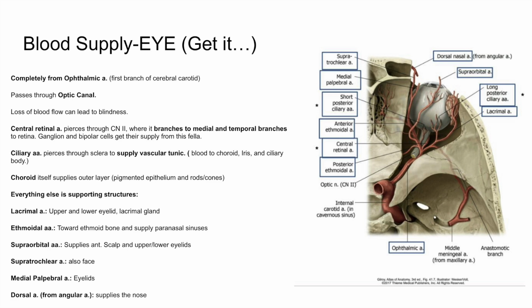So this slide is the arterial supply to the eye, and the big picture is actually very clean if you anchor it correctly. So everything comes from the ophthalmic artery, okay, which is the branch of the internal carotid artery. So unlike a lot of other regions, you don't have multiple competing sources. This is essentially a one-source system, which is why loss of flow here is super dangerous and can lead directly to blindness.